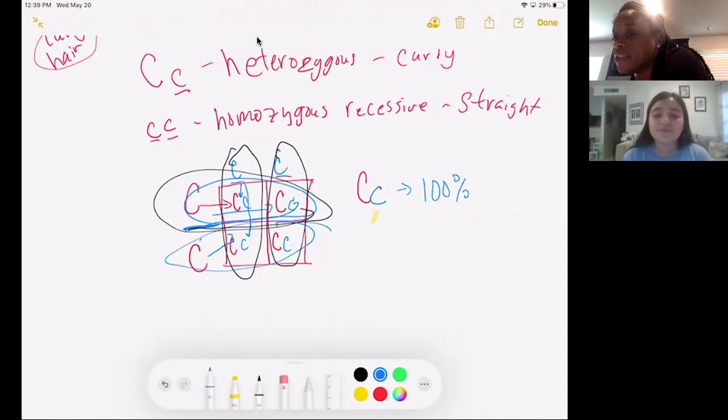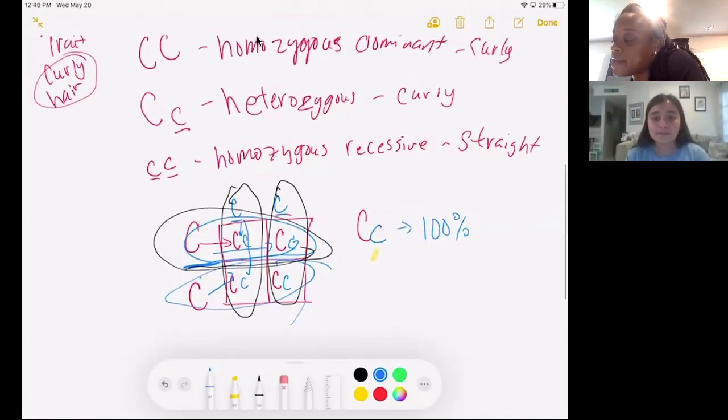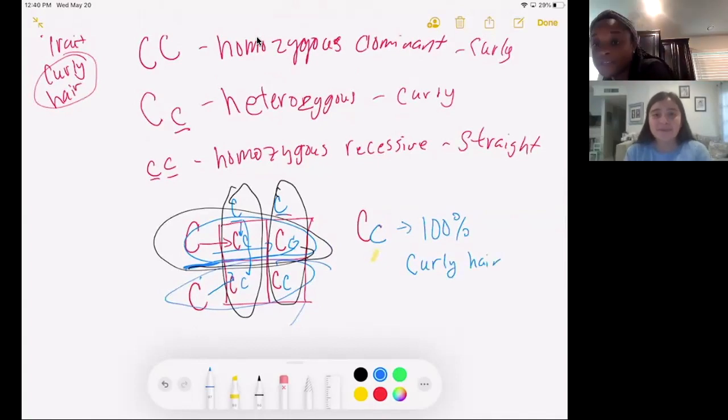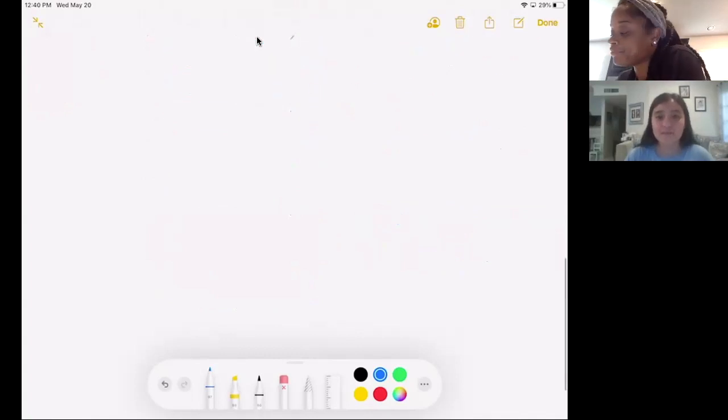Yep, because everything in here is capital C, lowercase c. Good. Everything is heterozygous. That means 100% of the baby's kids will have curly hair. Curly hair, yeah, from this cross. Let's do another one real quick, and then I'll let you go.